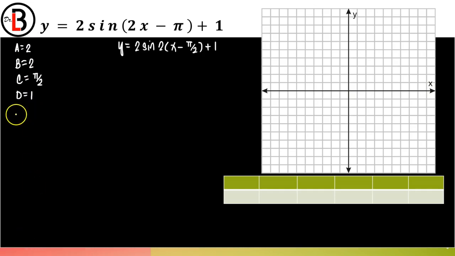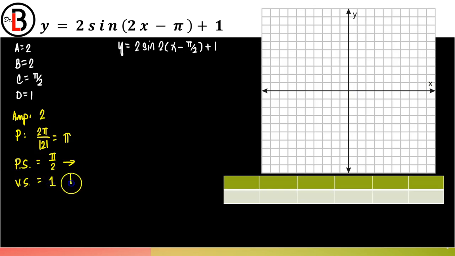I'll write what I need. Amplitude is basically 2. The period is 2 pi over B. So it's also pi, similar to the other one. And then, now, do I have a phase shift? Yes, the phase shift is pi over 2 to the right because it is positive. The vertical shift, that's 1 unit, and then since it's positive, it's going up. The equation of the midline is y equals 1. I'll explain this to you later on.